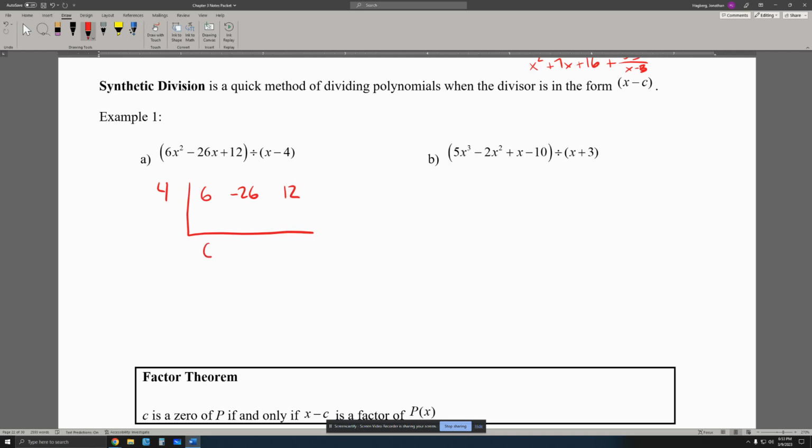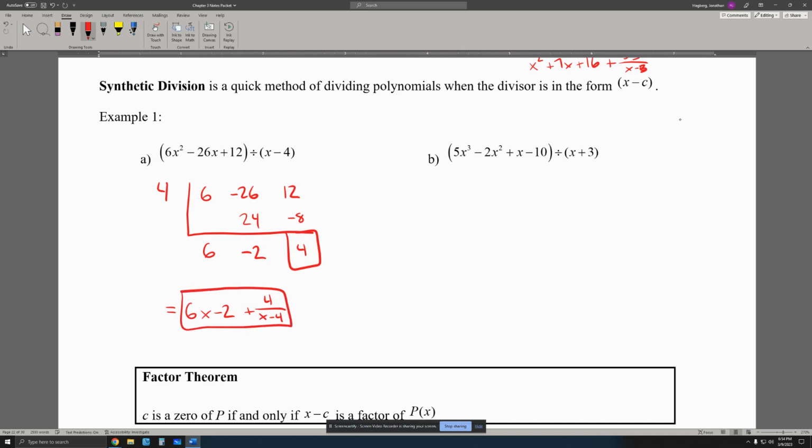First we start by bringing down our 6, and then we multiply 4 by 6. We get 24. We're going to write that up here, and then we add straight down. So negative 26 plus 24 is negative 2, and then we multiply by 4. So we get negative 8, and then we put that up here and add straight down. So 12 minus 8 is 4, and this is our remainder here. So this tells us that this is equal to 6x minus 2, and then plus 4 over our divisor, x minus 4.